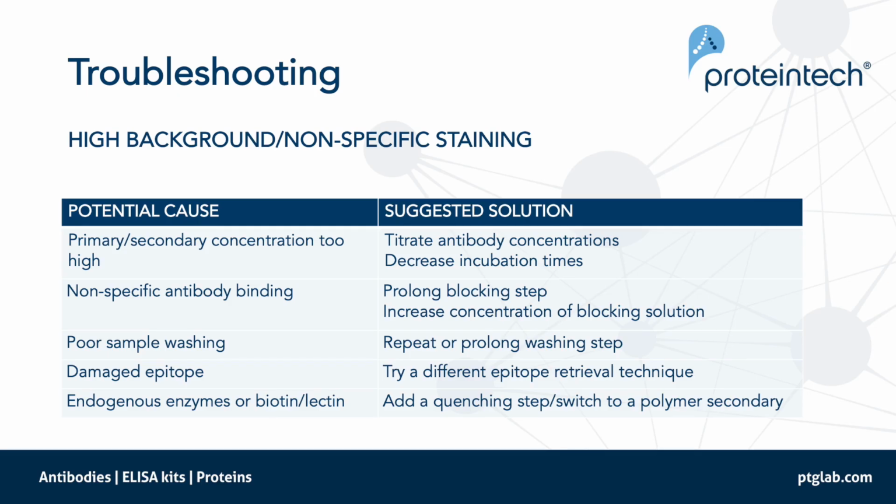Also, it could be that you have a damaged epitope, so try a different epitope retrieval. Or endogenous enzyme or biotin, lectin. So if you have endogenous enzymes, then try increasing your quenching step or try a different quenching step. Or if you think it could be due to the presence of biotin and lectin, try, for example, a polymer HRP.